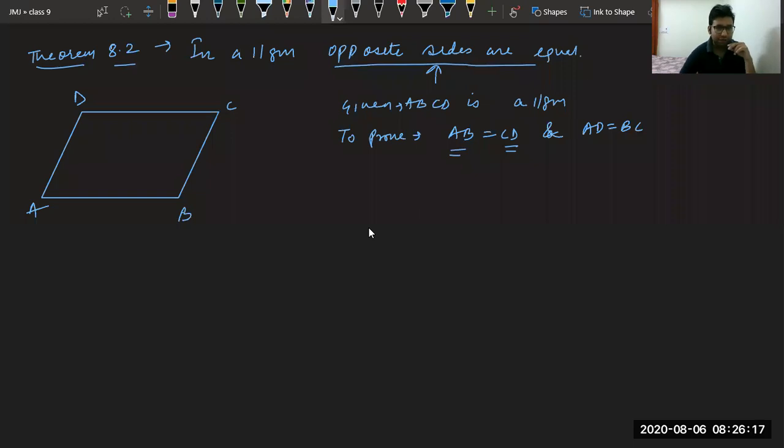So I have not joined these diagonals. Let me join them. Very good. All of you are answering correct. Triangle ABC and ADC. Yes. So let's take the triangle. Proof. In triangle ABC and triangle ADC, what can we say?